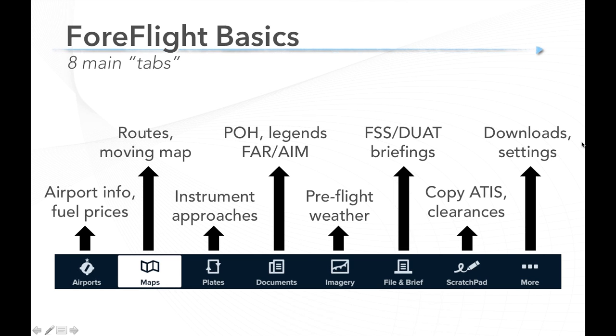When we open up ForeFlight, which we'll do here in just a minute, the bottom of the screen will always have this tab bar, and this is really how you navigate through the app. So for you beginners out there, you want to become well acquainted with this, become very comfortable here. These 8 main tabs are really how you navigate through the app: Airports, Maps, Plates, Documents, Imagery, File and Brief, Scratchpad, and More. We'll talk about all these tabs tonight, but get to know what those mean and which ones you use most often. You'll find it very helpful.